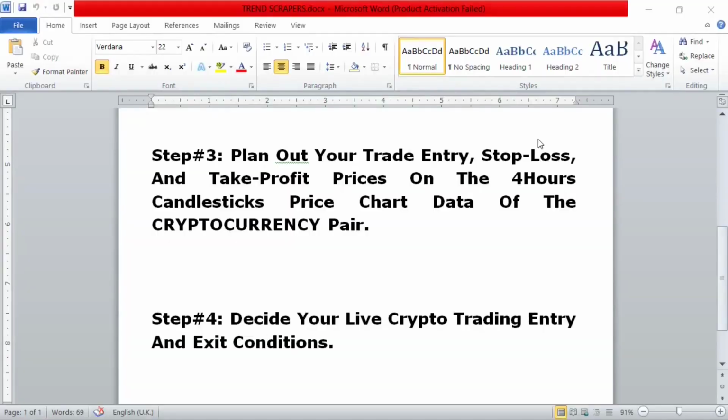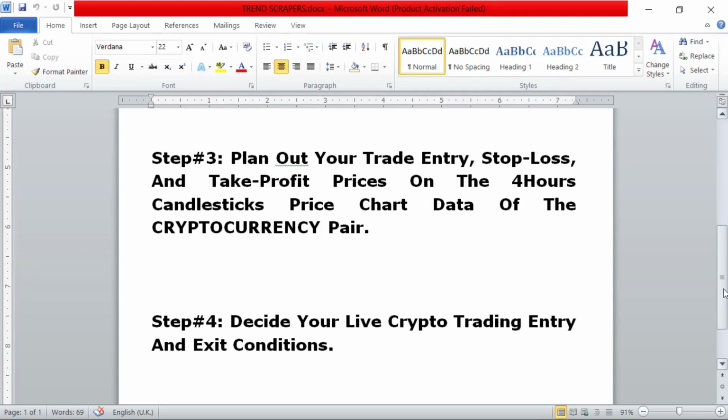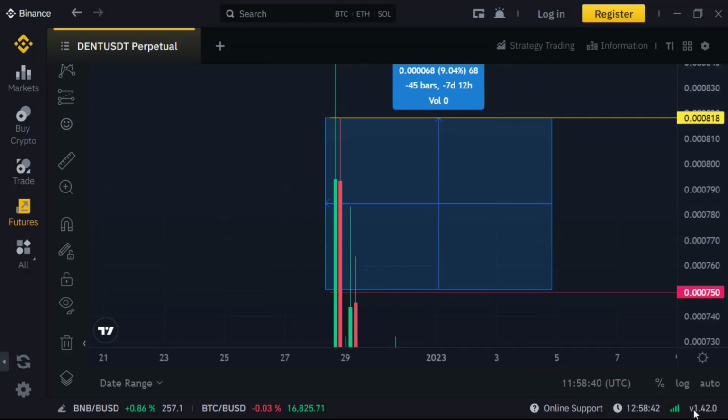Okay, moving on to step number 3 of the TrendScrapers technique, which is to plan out your trade entry, stop loss, and take profit prices on the 4-hour candlestick price chart data of the cryptocurrency pair. You obviously don't want to buy cryptocurrencies at random prices without properly identifying the best prices to buy and sell them. So you have to outrightly plan out your trade entry, stop loss, and take profit prices on the 4-hour candlestick price chart data of the cryptocurrency pair.